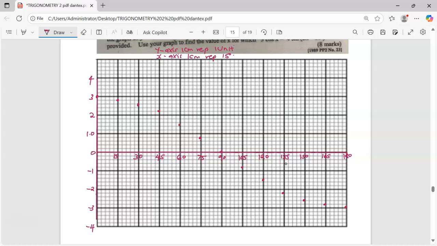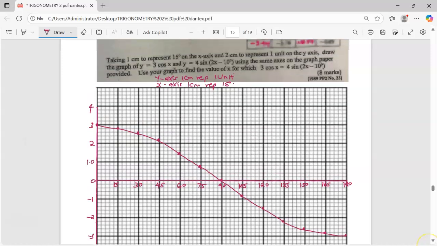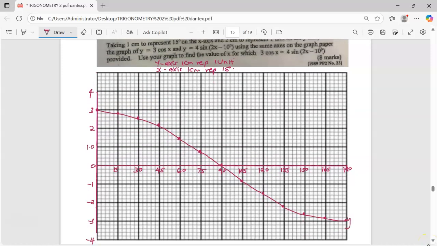So once we have done that, we can now proceed and join all the plotted points. Once we have done this, we now come and name this y is equal to 3 cos x.